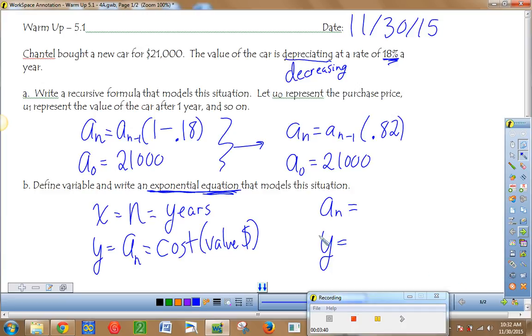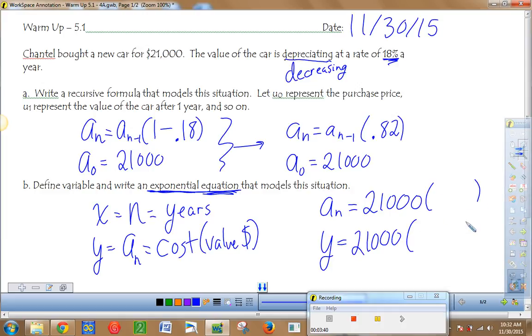So we always start off with our starting value. So in this case, the 21,000, however you prefer to write it. Then you're going to have what you're multiplying by each time, and you're going to raise it to the x, or in this case, to the n. I don't care which variables you use for this. If it says recursive, you got to use a sub n. That's just a thing. So what am I multiplying by each time?